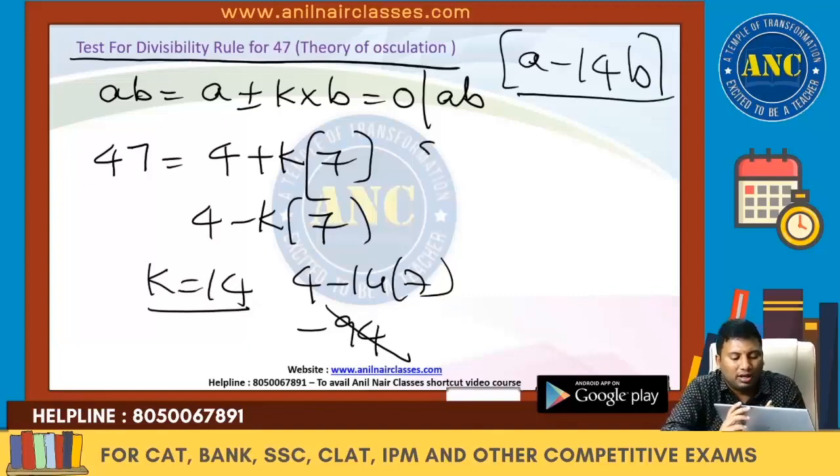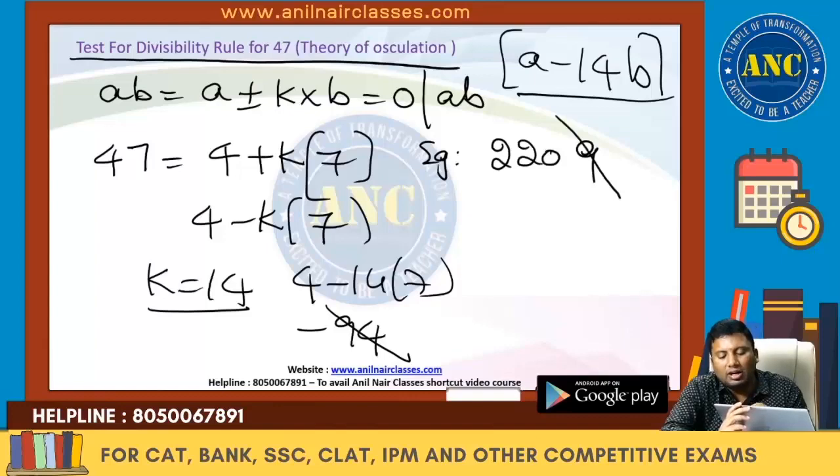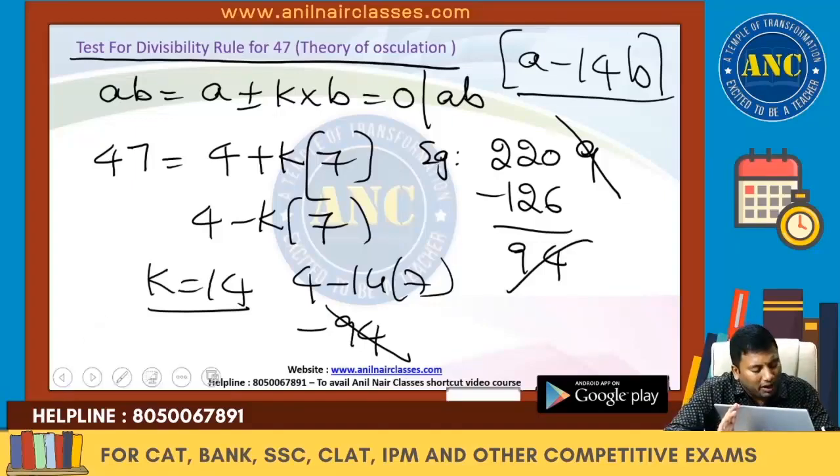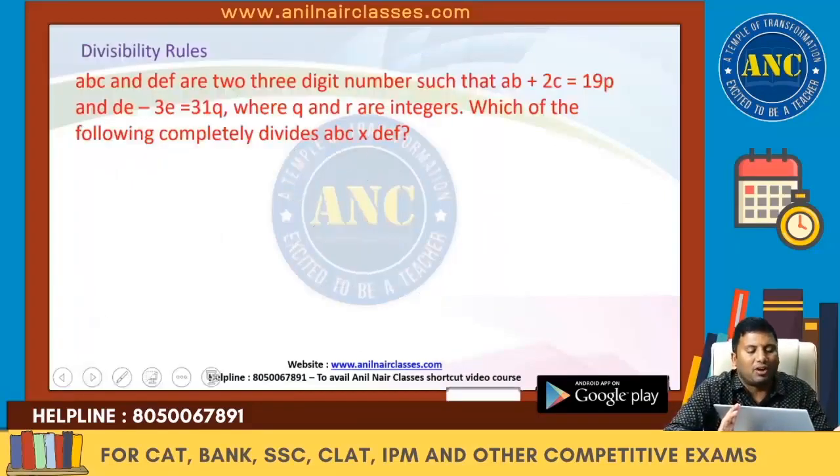Are you all with me? Example 2209. Take the unit digit, multiply by 14. 9 14s are 126. It is a 94. 94 is divisible by 47. Clear idea for any divisibility rule for a prime number based on the theory of oscillation.